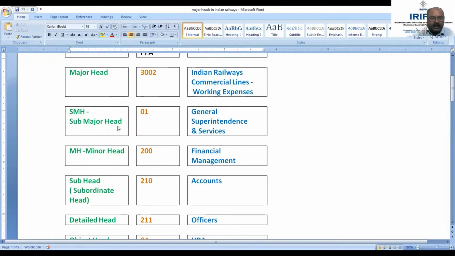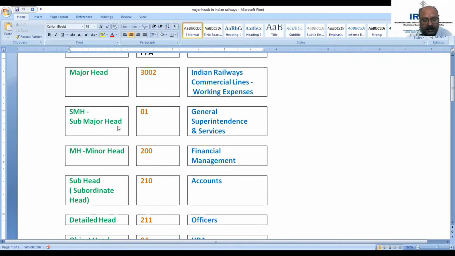So the next in turn is the sub-major head, and the next one is called the minor head. This sub-major head represents the erstwhile demand numbers 3 to 13. The sub-major head represents the erstwhile demands. Now we'll check this mapping of erstwhile demand to sub-major head after this slide.